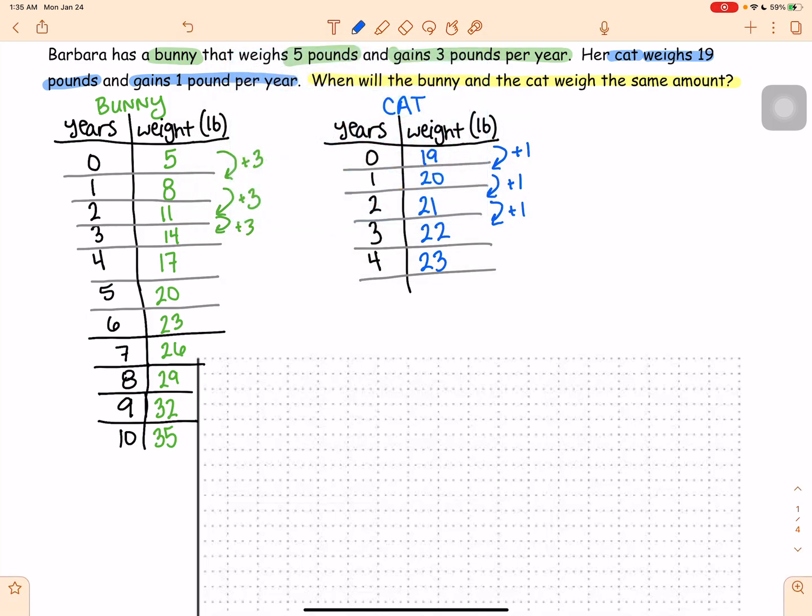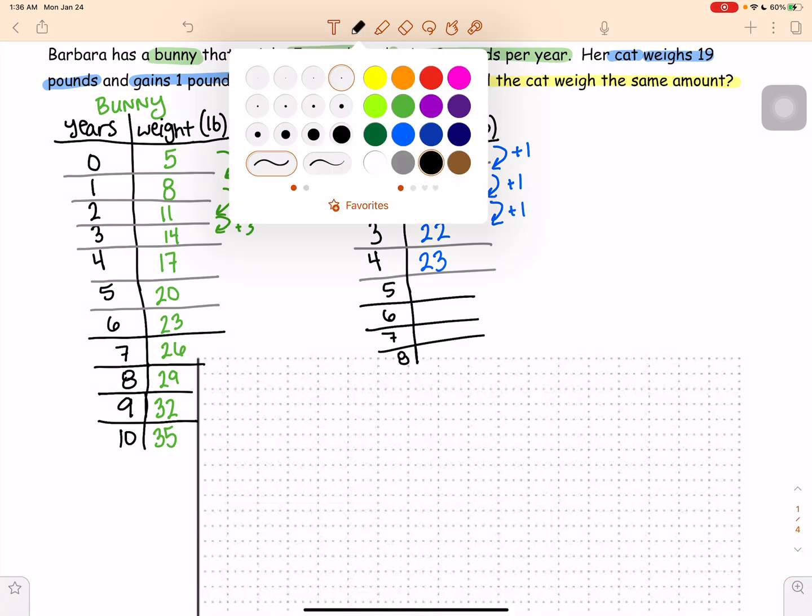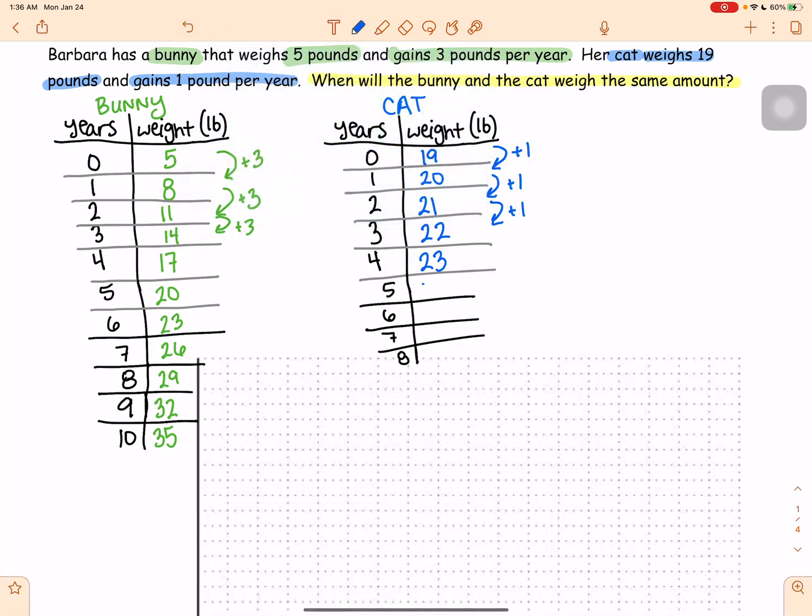Okay, so for the cat here, I see at 4 years, the cat is 23 pounds, but at 6 years, the bunny is 23 pounds. So that wouldn't work. So that means I need to go up a few more with the cat as well. So 5, 6, 7, 8. Let's see if that does it. So if I continue to add 1 pound here, this will be 24 pounds, 25, 26, 27.